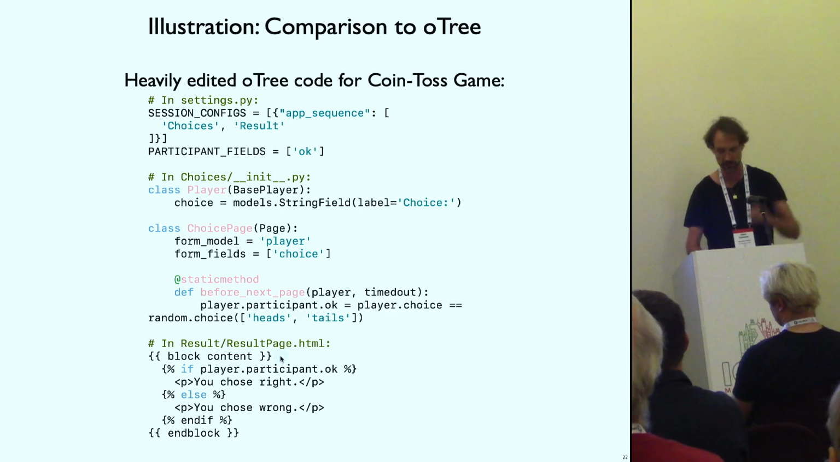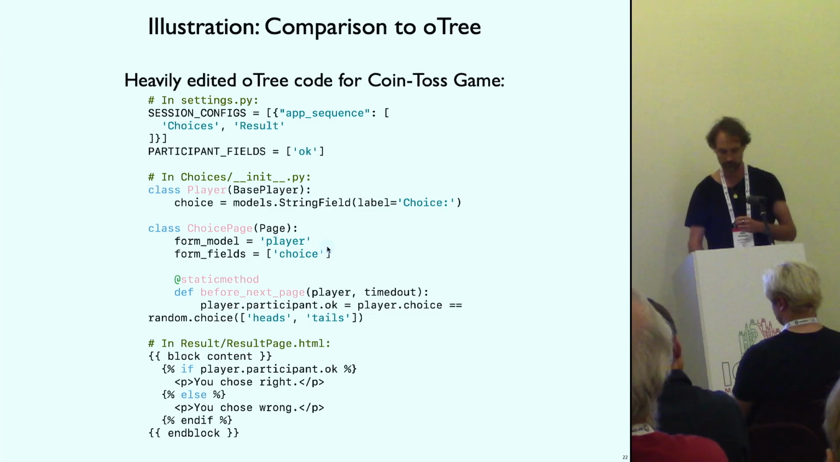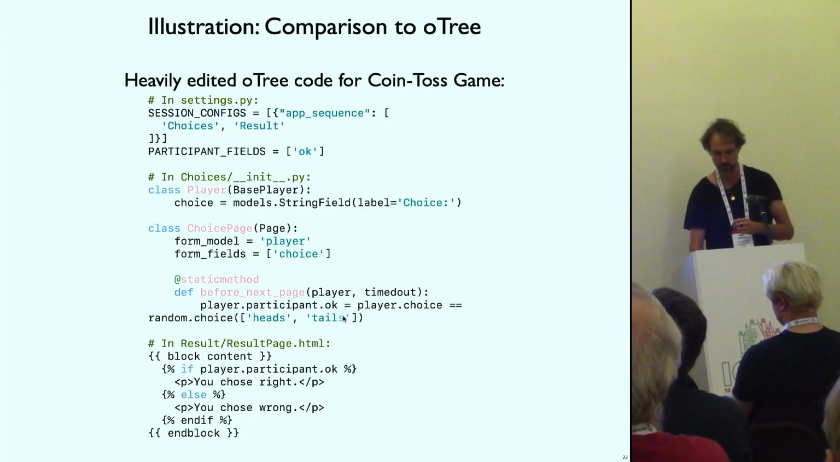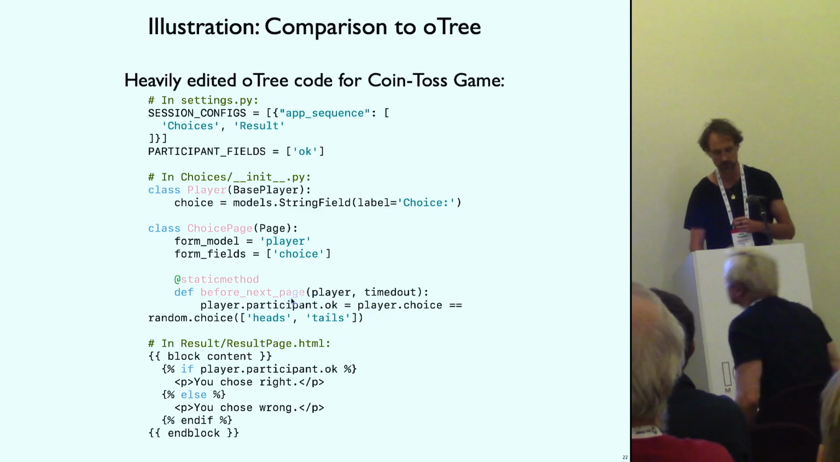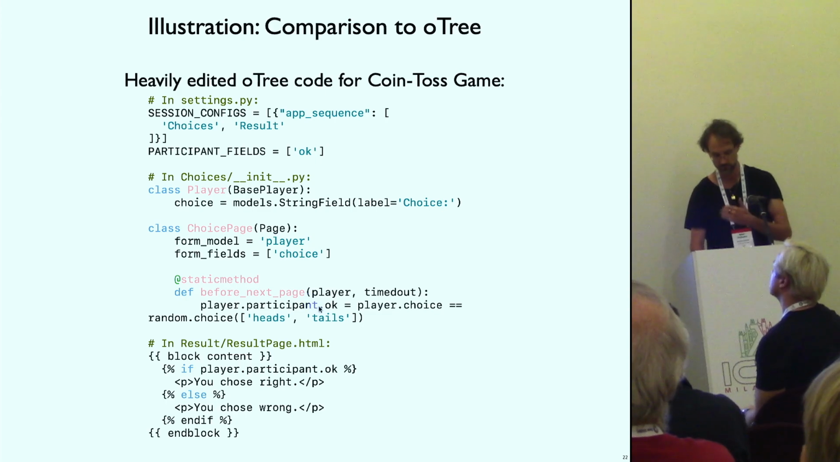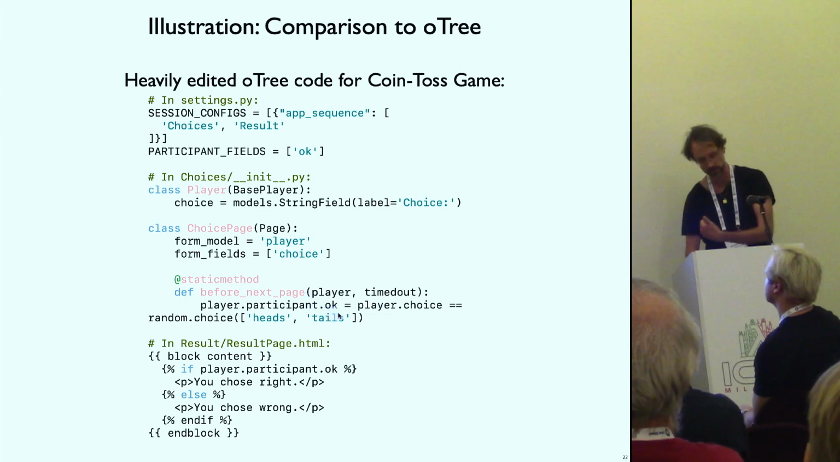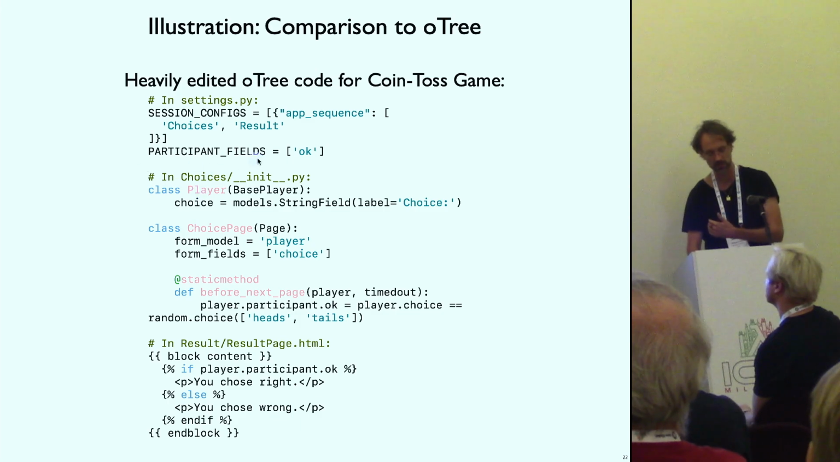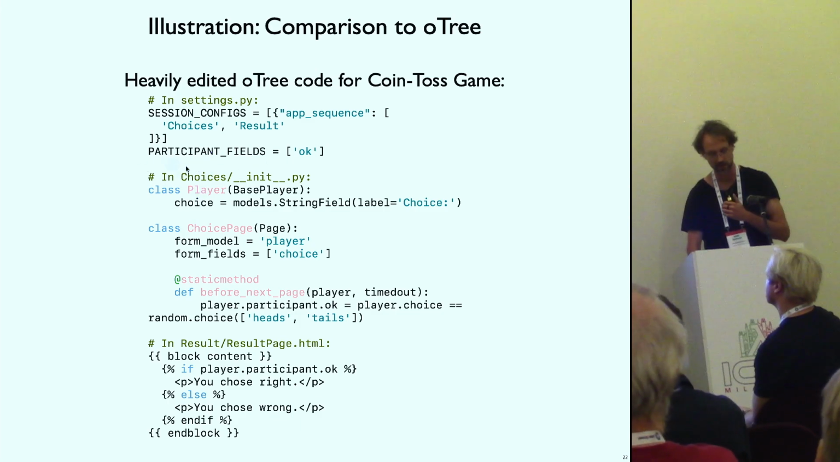So there's 3 parts that you need to have. Moreover, since after I flip the coin, which is happening here in the random choice part, and I check whether the player chose the right thing, I have to store this in a global variable called player.participant.ok, which I have to essentially initiate. It's not quite an initiation, but in the settings file.